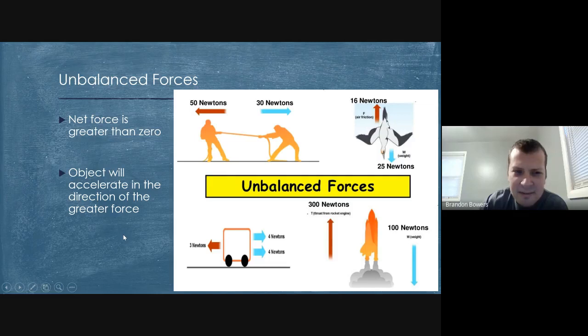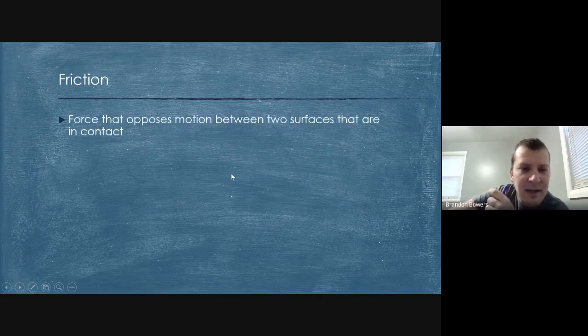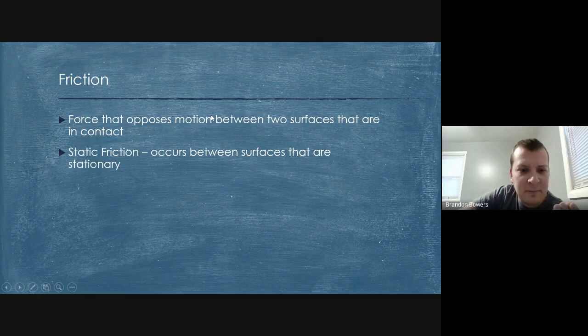Now, there are other types of forces that we're going to focus on, and the big one is friction. Let's say you roll a ball on a road. It's going to roll and roll, but eventually it's going to stop, and it's going to stop because of friction. Friction is a force that opposes motion between two surfaces in contact. That kind of makes sense. But now there are subcategories of friction that we're going to talk about.